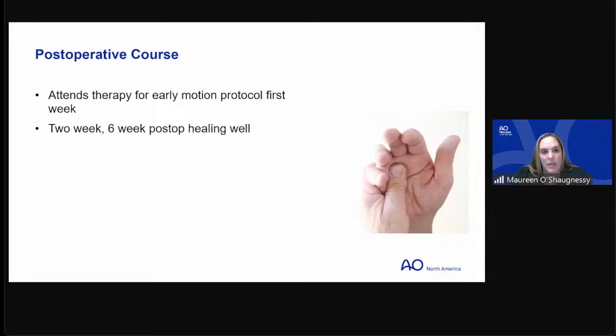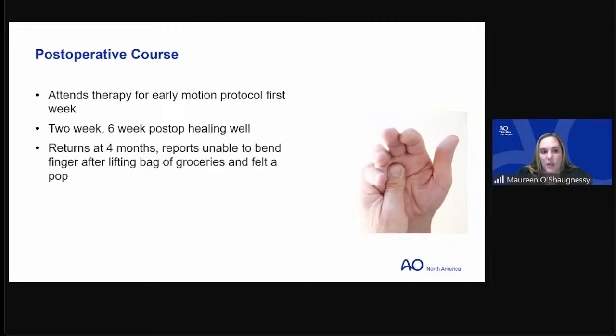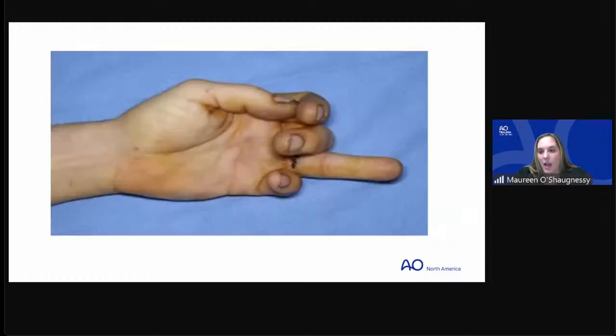He was sent to therapy, did the early motion protocol right away, within the first few days in the first week. At 2 weeks and 6 weeks post-op was doing quite well. However, he comes back a few months later and he's unable to bend the finger now after lifting groceries and felt a pop in the hand. And this is what a case like this might look like when he comes back again.